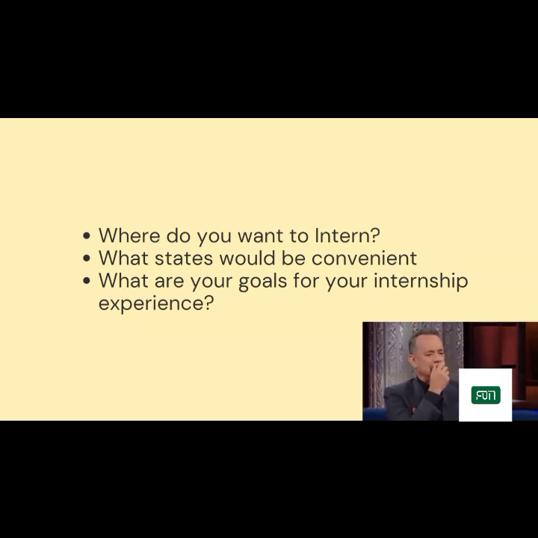Usually the state should even come first before where you want to intern, because the state defines the choice of your company. So take, for example, if I want to intern in Port Harcourt and I have someone in Port Harcourt that I can stay with for my internship, or I have someone in Lagos that I can stay with, then I'll go on Google. I used Google a lot at the time. Civil engineering companies in Port Harcourt, civil engineering companies in Lagos, or data analytics companies in Port Harcourt, or data analytics companies in Lagos, and stuff like that.